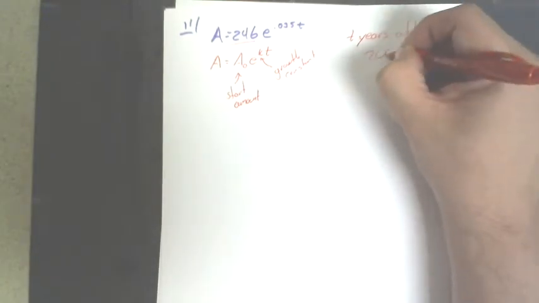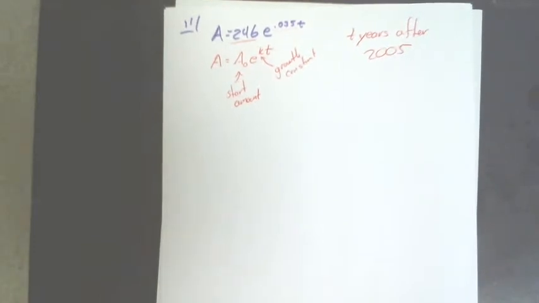So I'm going to write that down. T years after 2005. Calculate the year when the population is 6,800. So find T for A equals 6,800.